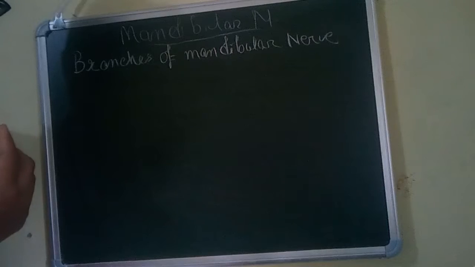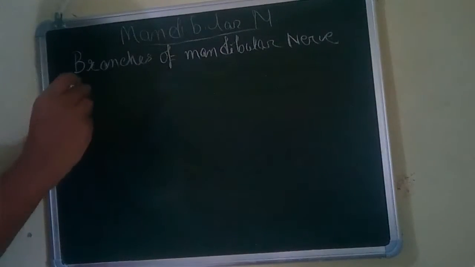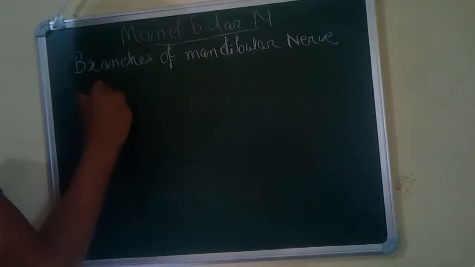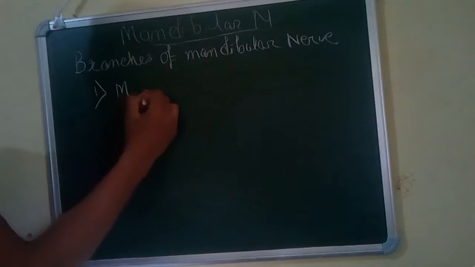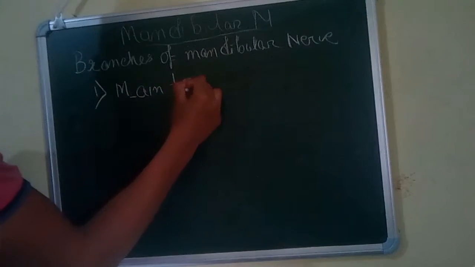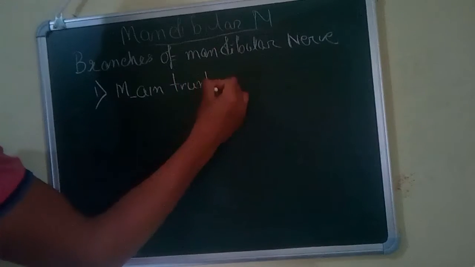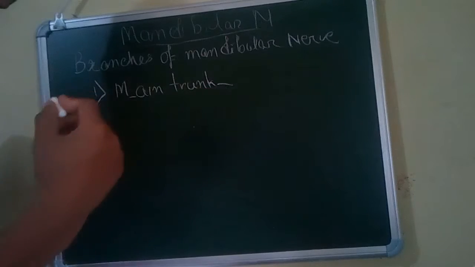It has three divisions: the main trunk, the anterior division and the posterior division. In the main trunk, it gives different branches. Number one is the meningeal branch.